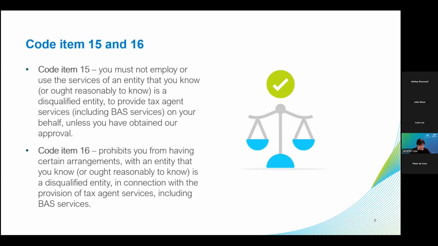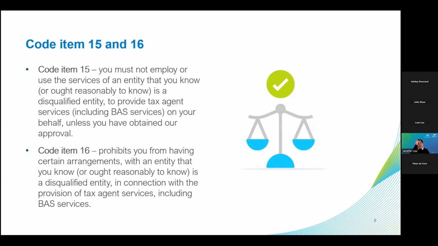Now, in relation to code item 16, what this item prohibits is you entering into certain arrangements with another entity that you know, and again, ought reasonably to know, is a disqualified entity in relation to the provision of tax services. Now, those two code items sound like a bit of a mouthful. I appreciate that. The easiest way that I try to explain the difference between these two code items is that under code item 15, you cannot, unless approved, use a disqualified entity. And in relation to code item 16, you can't actually be used by a disqualified entity. So hopefully that distinction helps with a bit of your understanding. But as we go through this webinar, hopefully that will become clearer.